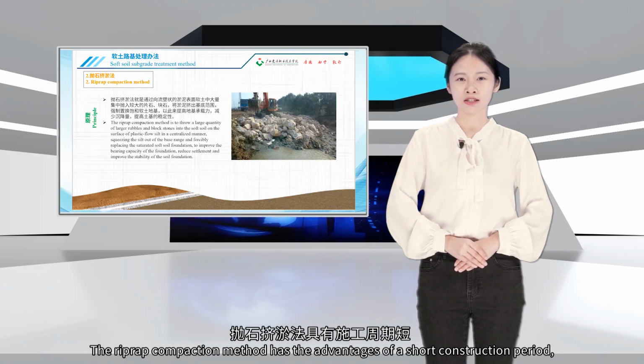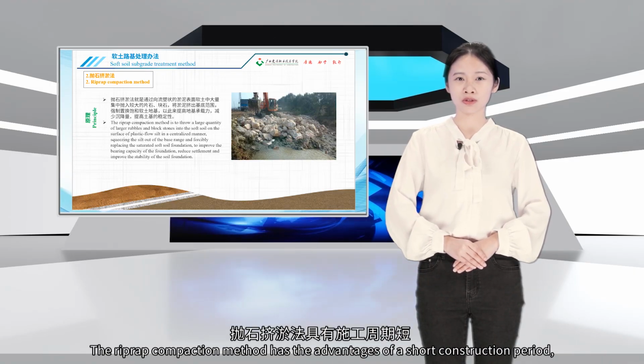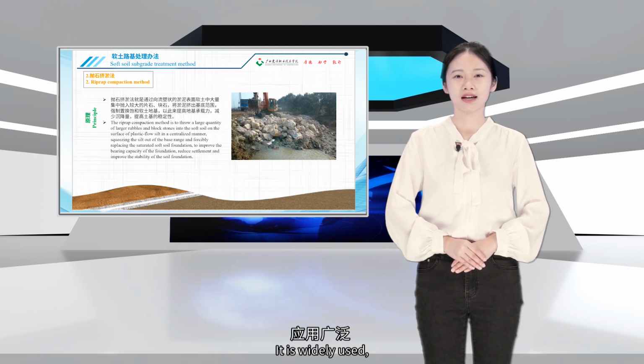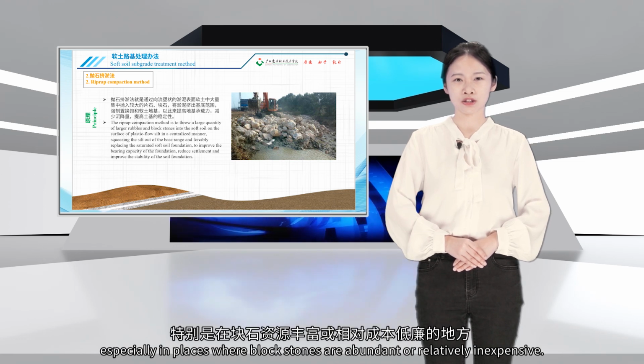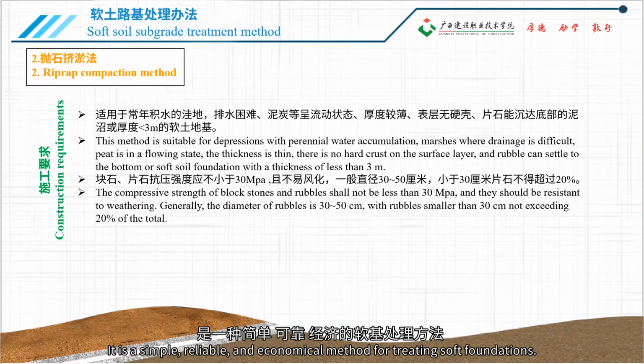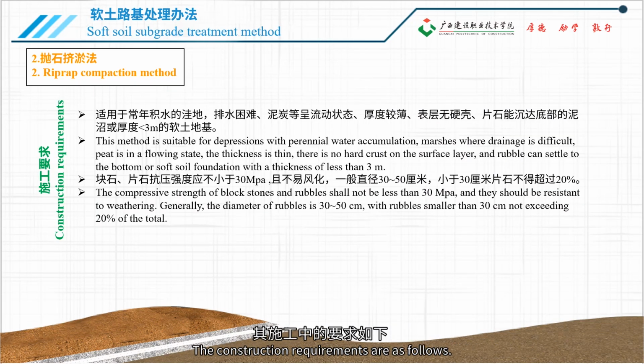The rip-wrap compaction method has the advantages of a short construction period, simple machinery, and convenient management. It is widely used, especially in places where block stones are abundant or relatively inexpensive. It is a simple, reliable, and economical method for treating soft foundations. The construction requirements are as follows.